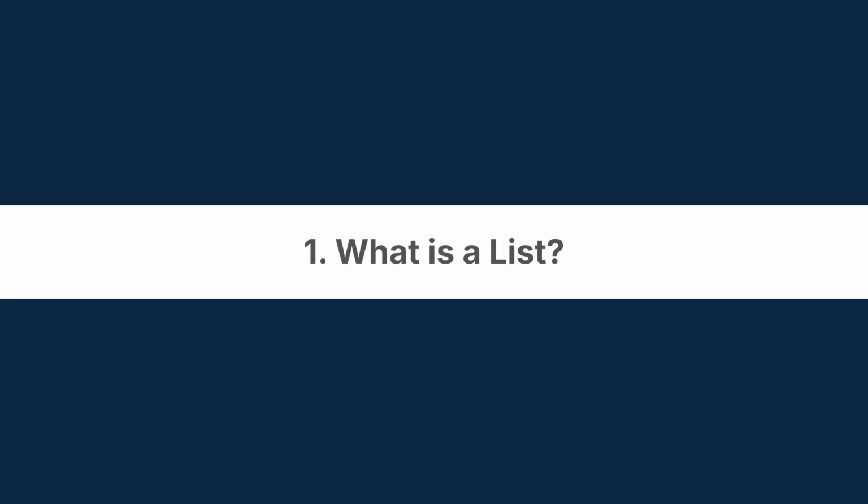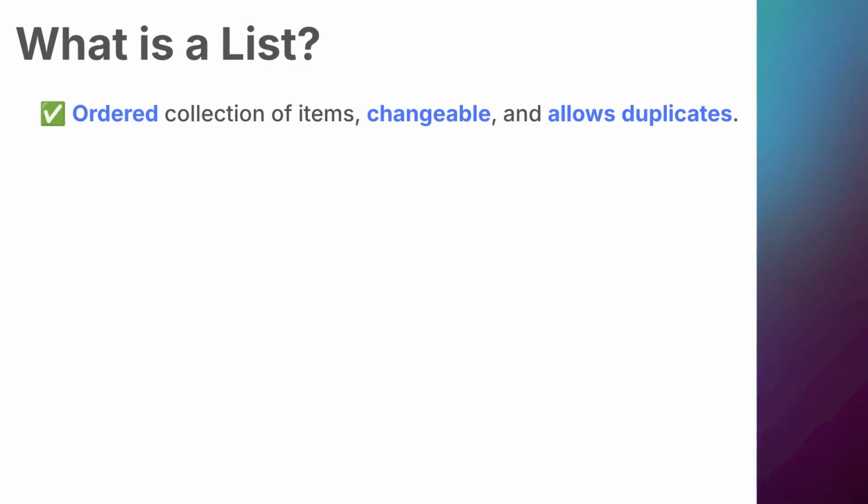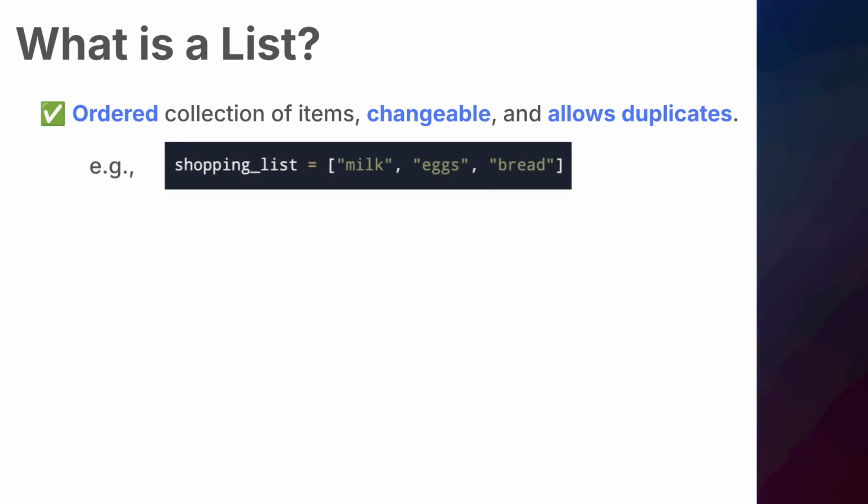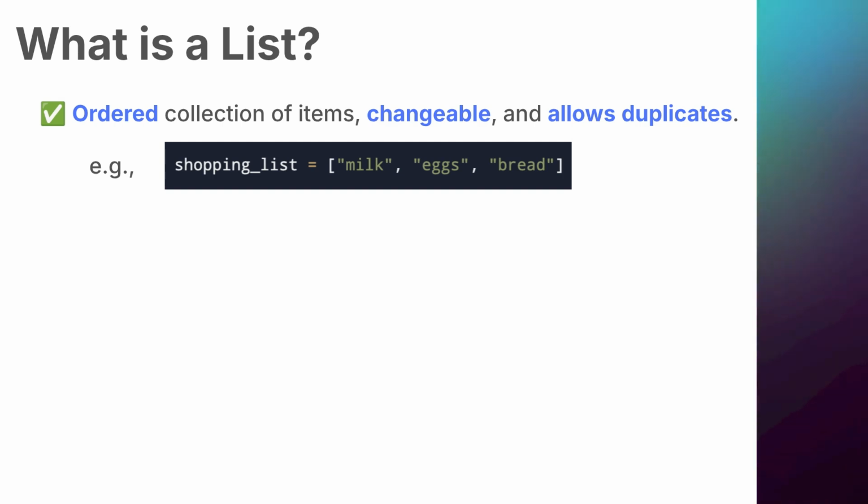One, what is a list? A list is an ordered collection of items, changeable and allows duplicates. In Python, it looks like this. Square brackets mean it's a list. Items are separated by commas.